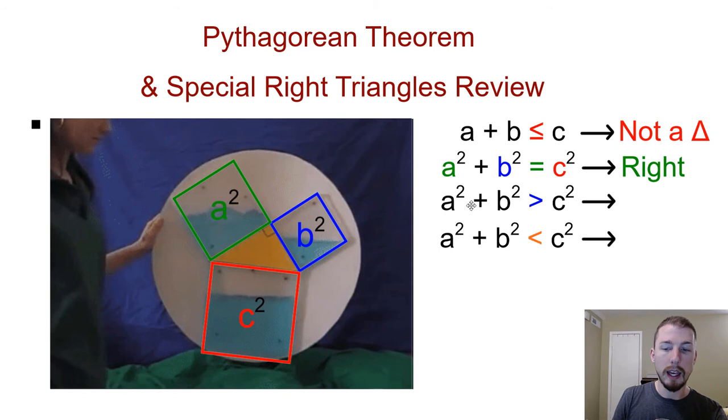All right, if a squared plus b squared is greater than c squared, that's an acute triangle, meaning this angle here is not a right angle. The largest angle is acute. Then if a squared plus b squared is less than c squared, meaning the c is so long that when we square it, it's bigger than the a squared and the b squared, that's an obtuse triangle. We'll get into that in a little more detail in just a second.